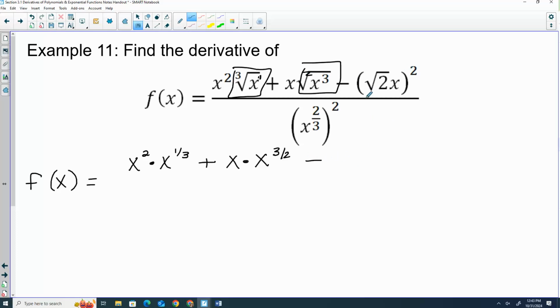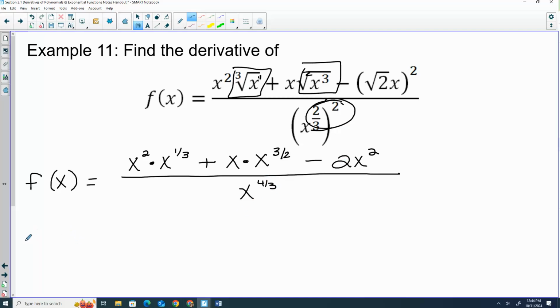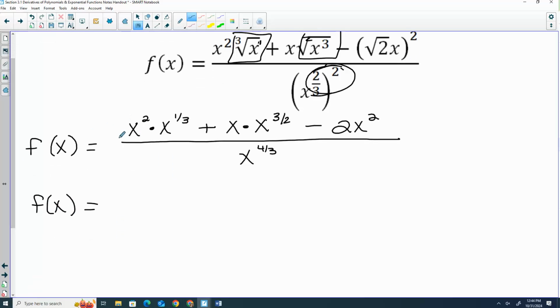Minus, okay, this is squared. The square root of 2 squared is 2. And then we have x to the second. On the bottom, if you have a power to a power, what do we do? I'm still simplifying. You might be able to jump ahead, but I'm going to go slow so everybody can stay with me. When you are multiplying, if the x is written each time, what do we do with our exponent? Add.